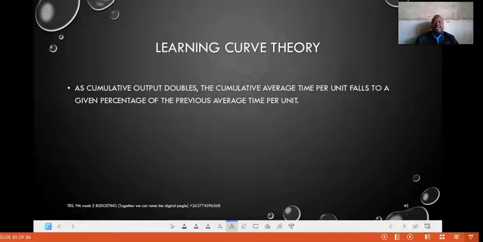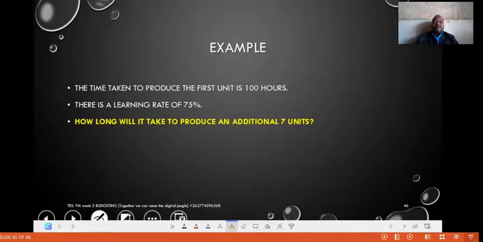Let us go through this example to see how we can elaborate the theory better. The time taken to produce the first unit is 100 hours. There is a learning rate of 75%. How long will it take to produce an additional 7 units?